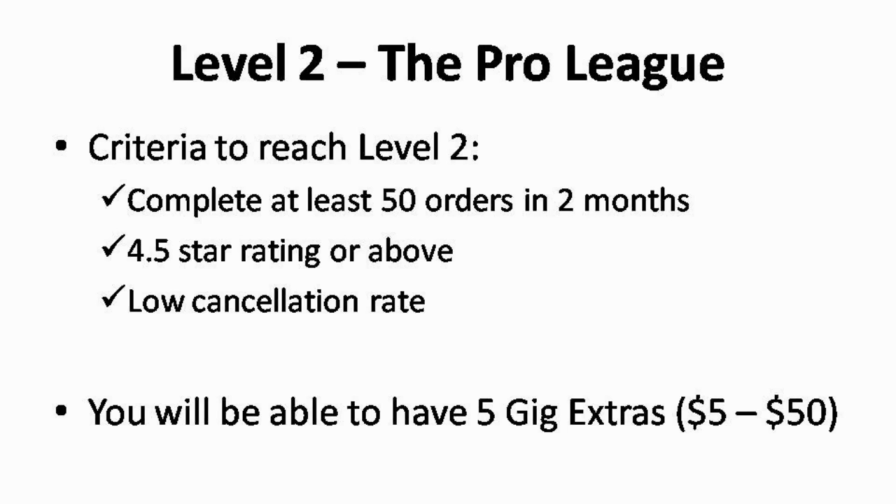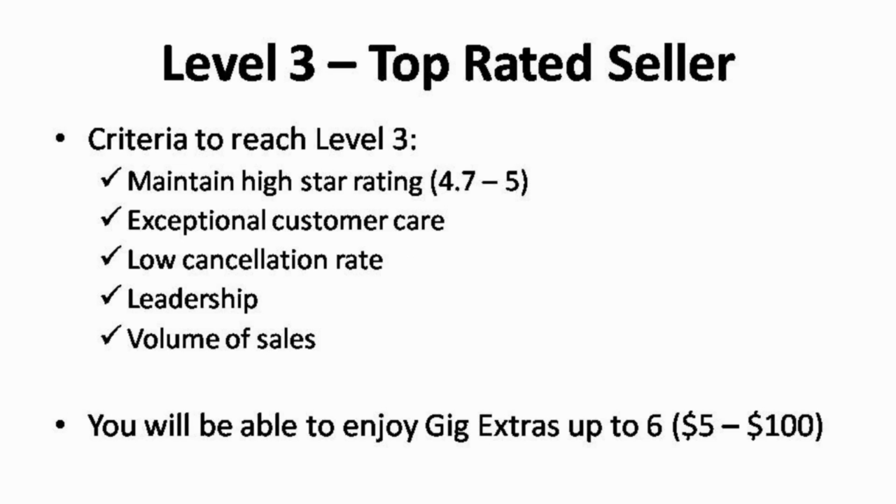Complete at least 50 orders in 2 months, remain a 4.5 star rating or above, achieve a low cancellation rate from your customers. When you have fulfilled all these, you will be able to offer 5 gig extras at the same time for up to $50. Finally, when you've reached the top level and become a top-rated seller, you will have the best privileges that can double or even triple your revenue.